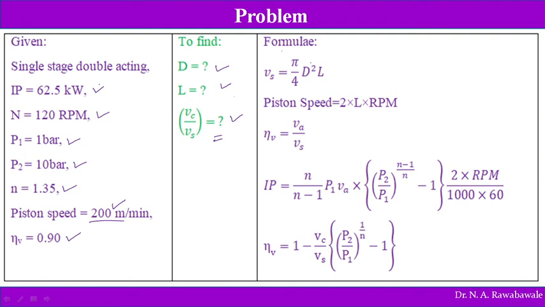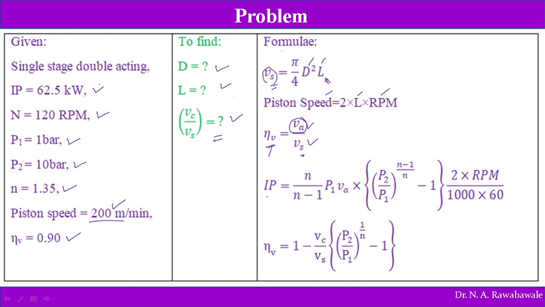To find D and L, we take this equation. Since piston speed and RPM are given, L can be obtained. After that, we don't know Vs. To find Vs, we use the volumetric efficiency equation: volumetric efficiency is equal to Va divided by Vs. Volumetric efficiency is given, so if we find Va, we can directly find Vs.